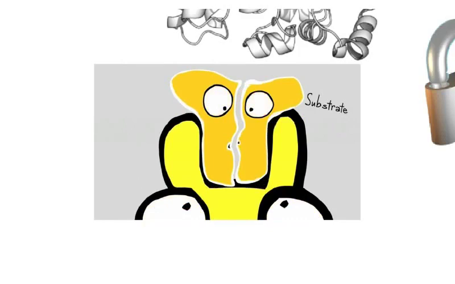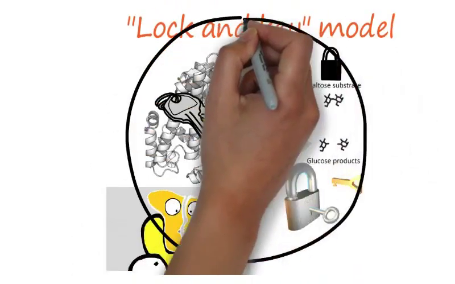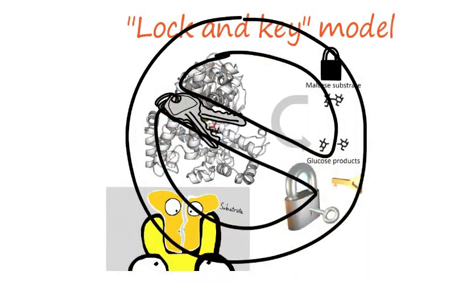The active site of the enzyme is a rigid structure that does not modify or change during the reaction process.